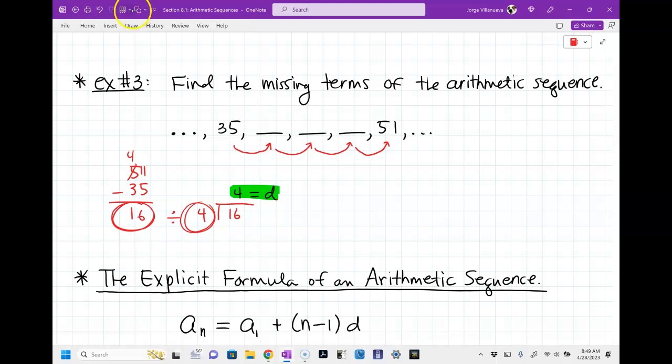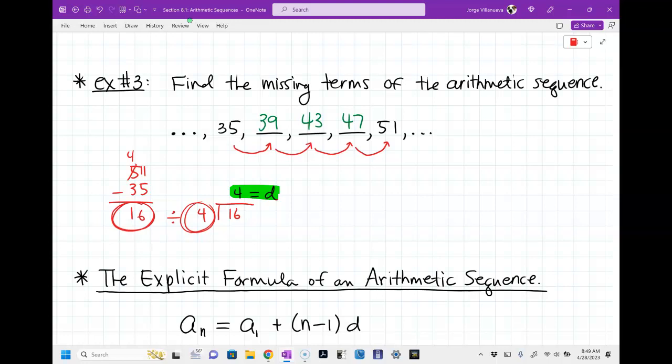So, 35 plus 4 is 39. 39 plus 4 is 43. 43 plus 4 is 47. And the way you check if you got it right is you do it one more time. 47 plus 4, that is 51. So by adding 4, I was able to get to 51 consistently, right? Like adding 4 consistently. So that's how you're going to do these problems.